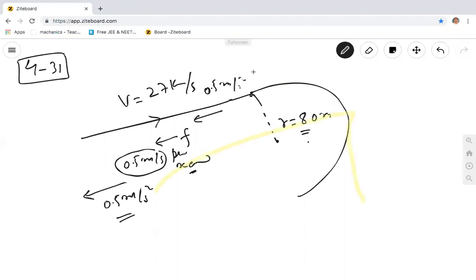You understand my point? The cyclist is moving in the forward direction. When he sees the curve here, he applies brakes. When he applies brakes, he reduces his velocity at this rate.